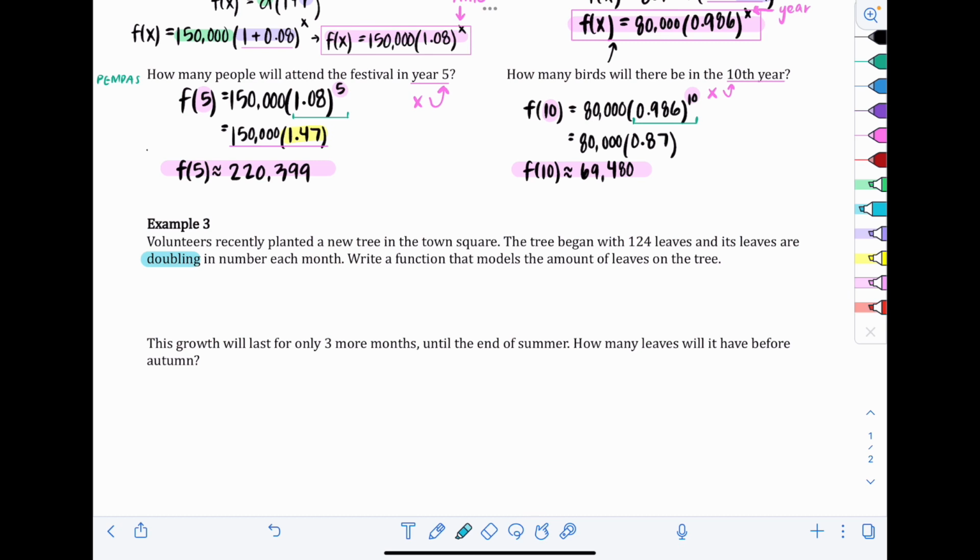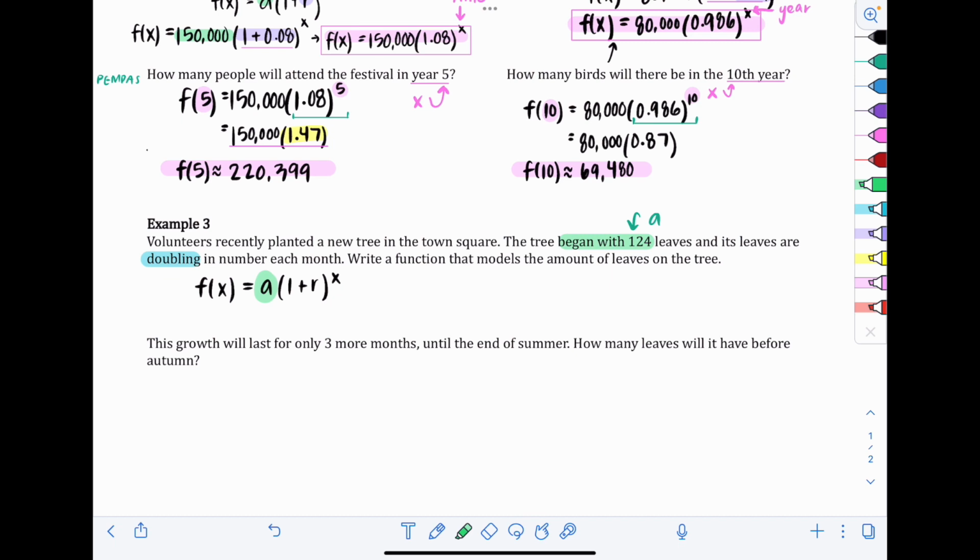So we'd use the exponential growth formula. So it'd be f of x equals a times 1 plus r to the x, because it was doubling. Okay, so now we got to figure out, what is a and what is r? So we know a is our starting amount. It says the tree began with 124 leaves, so that's going to be our starting amount. So we'll put 124 in for a.